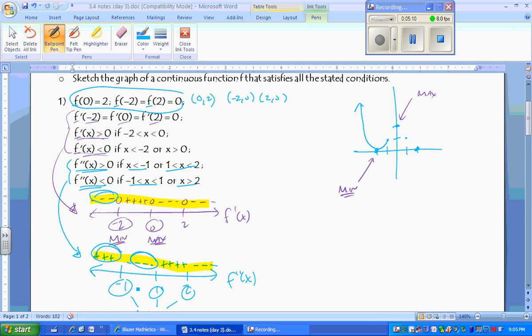Then it's concave down from negative 1 to 1. So from here to here it has to be concave down. Then from 1 to 2, it's concave up. So it opens up a little bit. And then after 2, it's concave down. So our graph should look like that. That's the graph of y equals f of x, our original function.